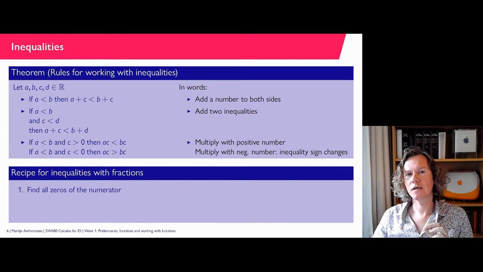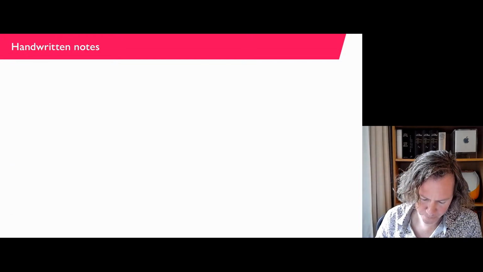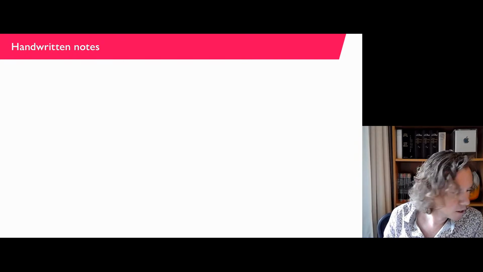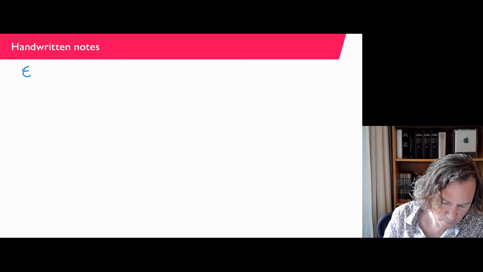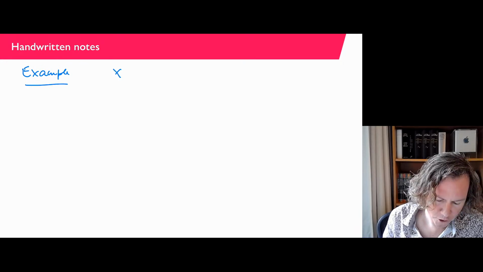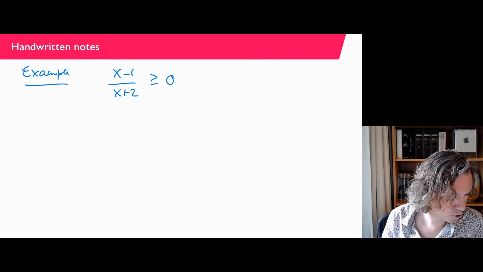Fractions. Let's first look at an example again. So, let's see. You've already dealt with those before, but they were a little bit more complicated. So let's see, example. If you have x minus 1 over x plus 2 is bigger equal 0.